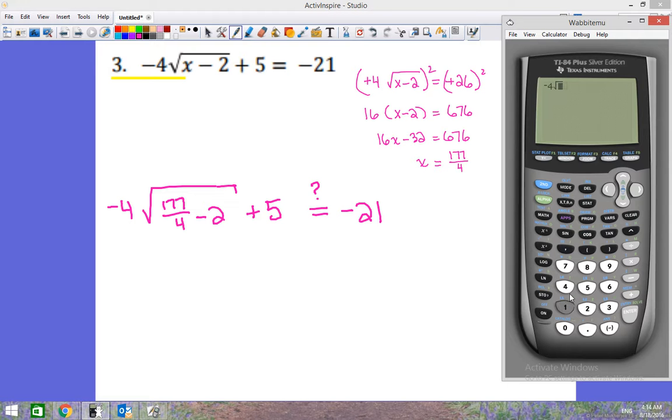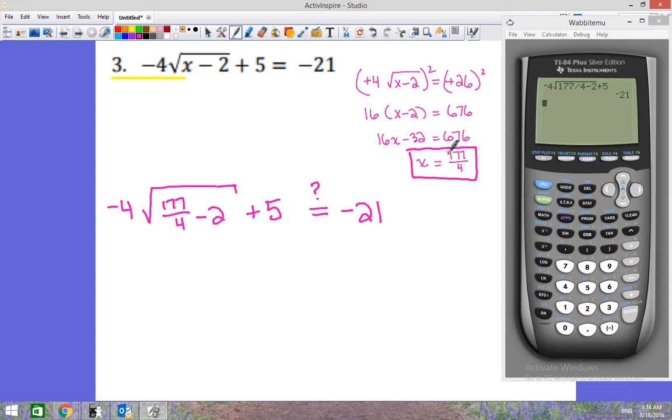All right, 177 divided by 4, minus 2. Okay, that's that first term. Now I'm going to have to tell it that I don't want the plus 5 to be underneath that radical sign, so I hit that arrow, plus 5, and hey, we got -21. So this guy does check, and this is our solution.